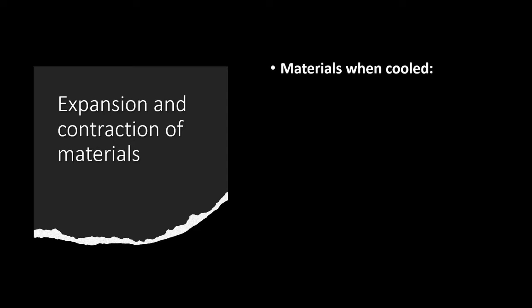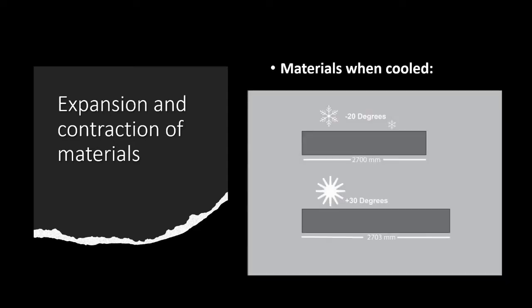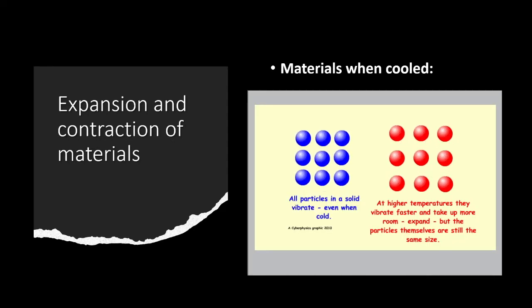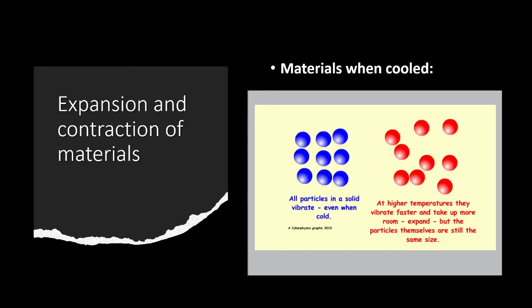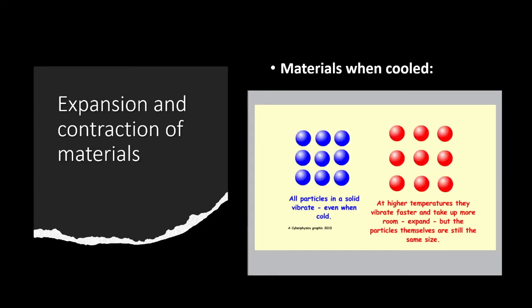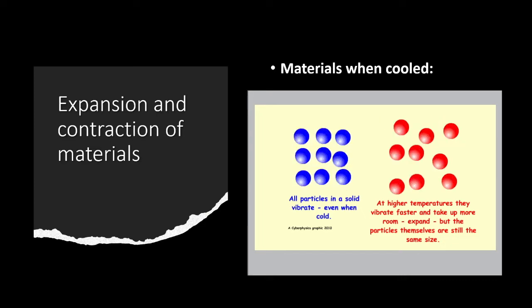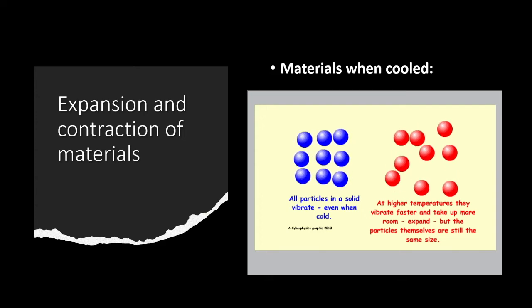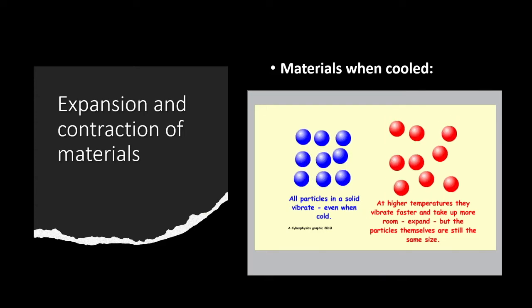Now, when materials are cooled, the movement of the particles will start to decrease because of less kinetic energy available for the particles, because there is less heat energy applied. So the slower movement will lead to smaller spaces between the particles, which will then allow for a substance to contract.